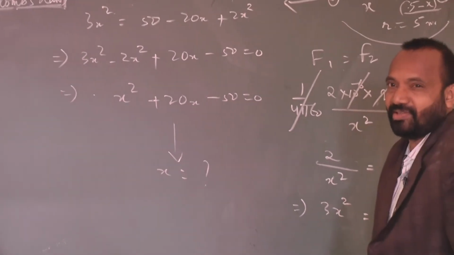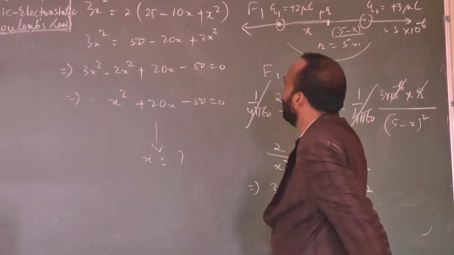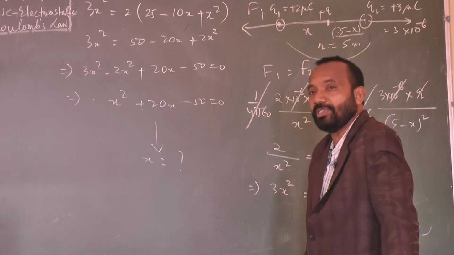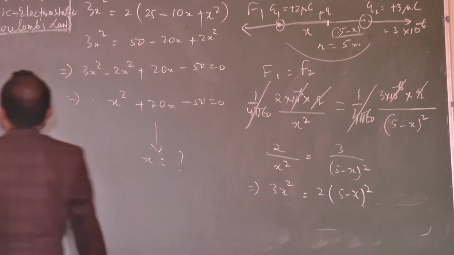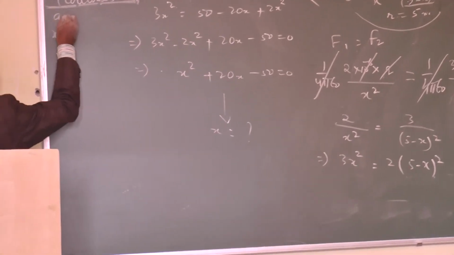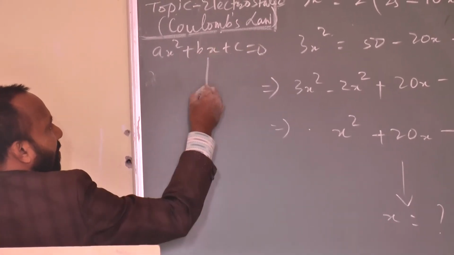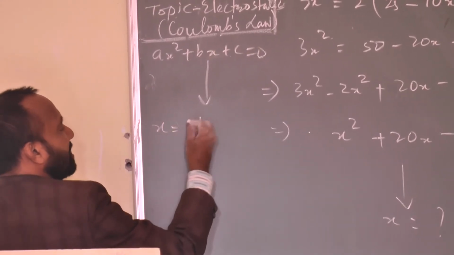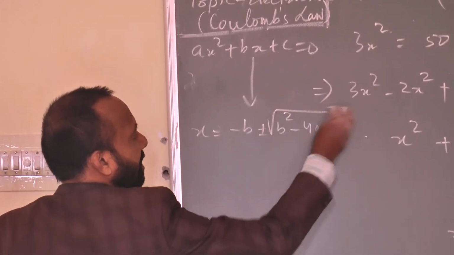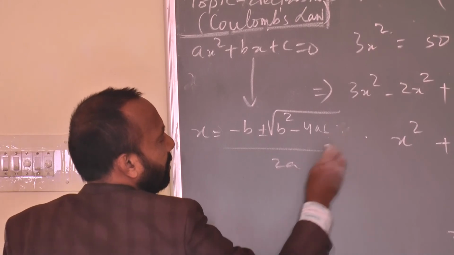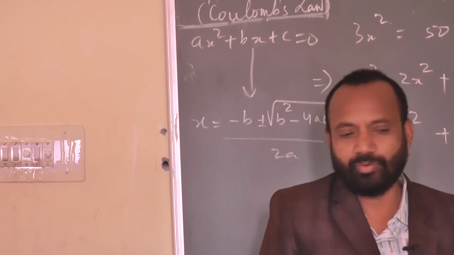Okay, quadratic equation, what is the value of x? For x square plus bx plus c equal to 0, here the x formula is what? Do you remember the formula? I want to calculate the value of x. So what is the x value? x equals minus b plus or minus square root of b square minus 4ac, divided by 2a. Accordingly, you have to put it. Let us calculate.